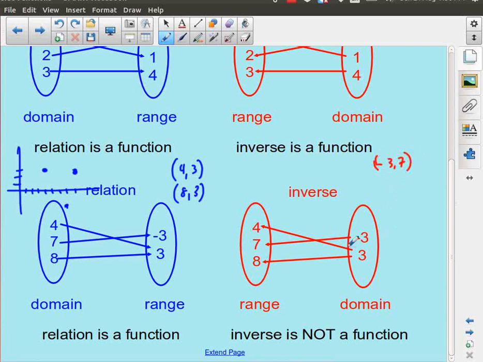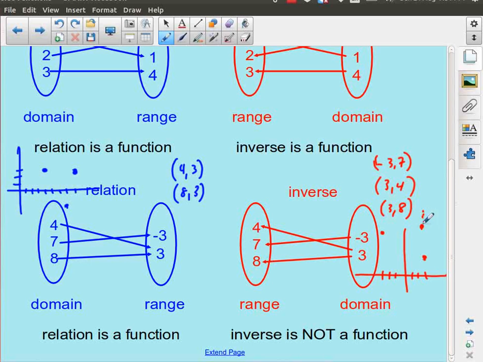Another point would be 3, 4. And yet another point would be 3, 8. And now we run into the problem that I was discussing before with the vertical line test. 1, 2, 3, negative 1, negative 2, negative 3. Negative 3, positive 7, let's say that's up here. Positive 3, 4 would be around here. And positive 3, 8 would be up here.